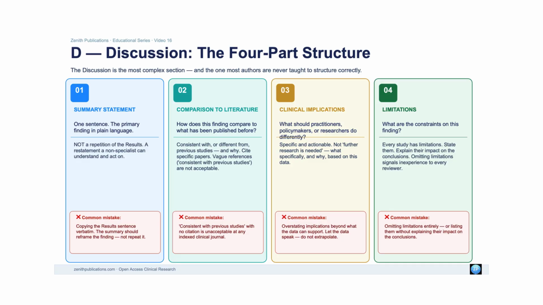Every study has them. State them clearly, and explain how they affect your conclusions. Omitting limitations does not make your study look stronger. It signals to every reviewer that you have not thought critically about your own work. Write the discussion last. Build part 1 from your results. Build part 2 from your literature review. And let parts 3 and 4 follow from what the data actually shows, not from what you hoped to find.